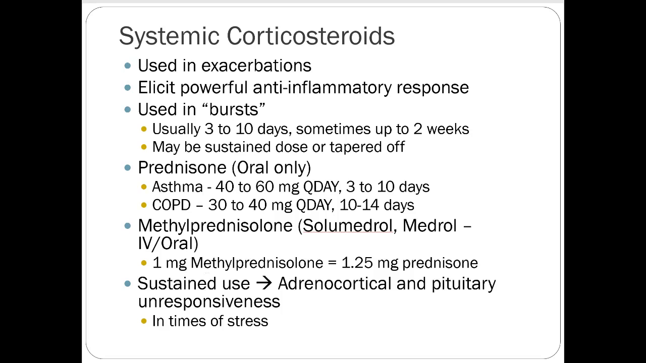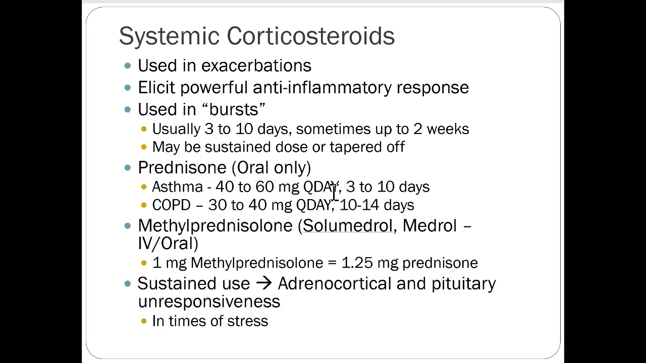Prednisone for asthma is a little bit higher dose than COPD. And again, you can see it's a relatively higher dose. Compare this to what we talk about with transplant patients. You're looking at a dose of like 5 to 10 milligrams a day, maybe closer to 5. And so this would be quite a bit bigger. So you're looking at 40 to 60 milligrams every day, 3 to 10 days, maybe up to 2 weeks for COPD.